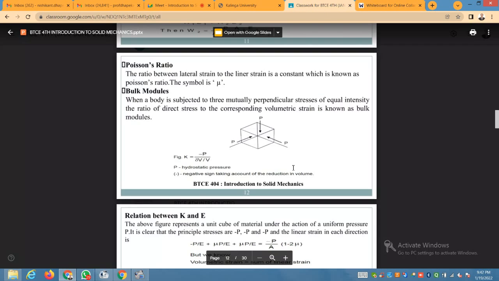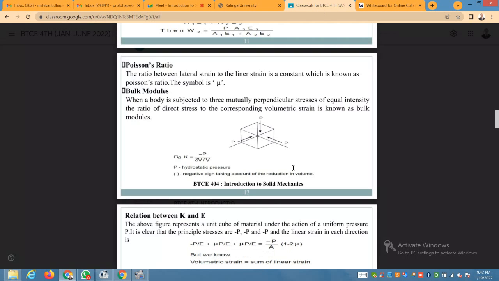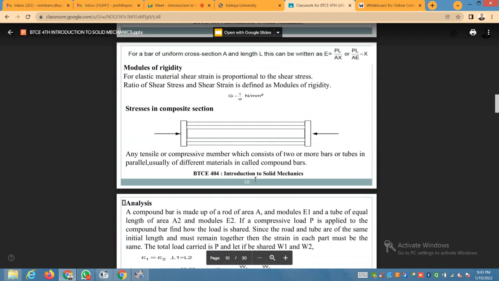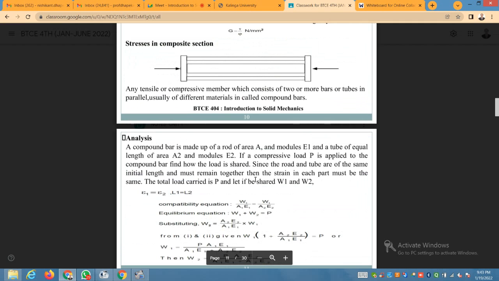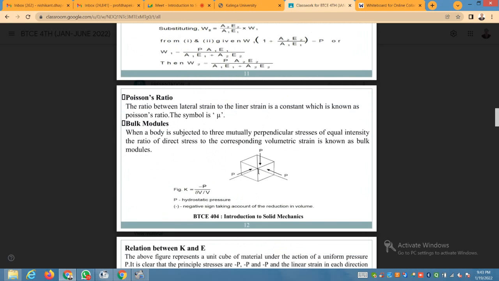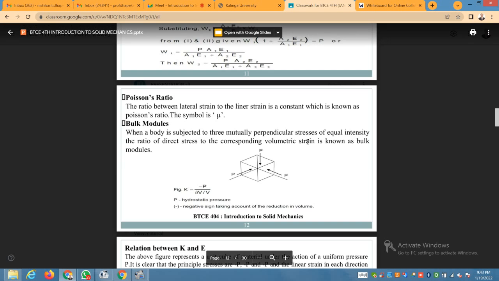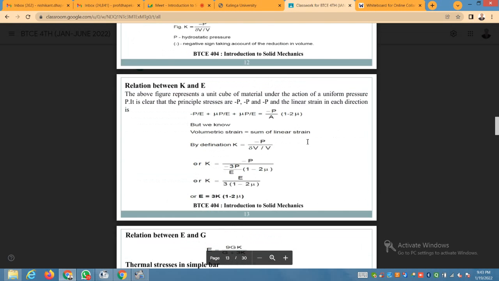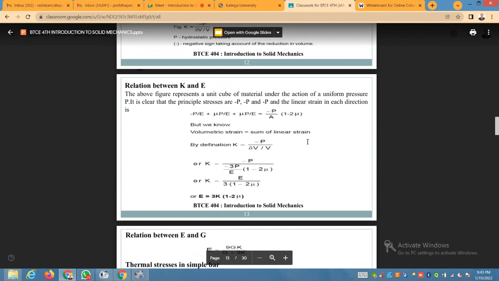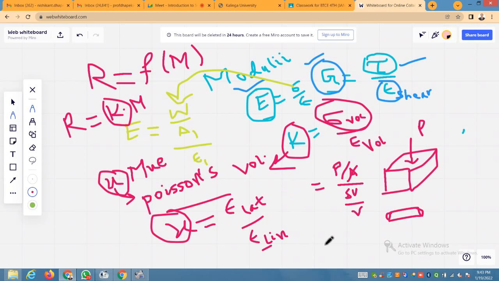So students, in today's class we have seen three or four aspects. One, the compatibility equation and equilibrium equations to analyze composite sections. We have seen bulk modulus, modulus of rigidity, and Poisson's ratio. In tomorrow's class, we will deal with the relationship between all the moduli of elasticity, and we will solve numericals. Any doubt, students?